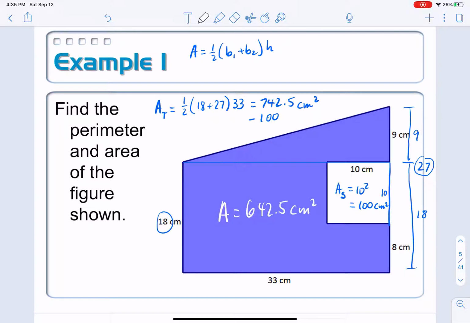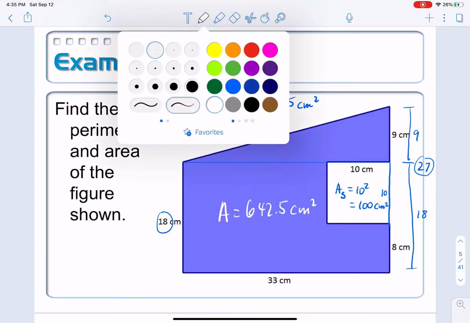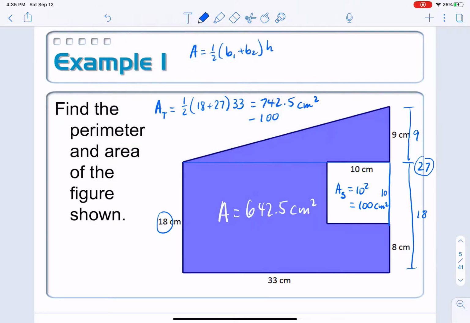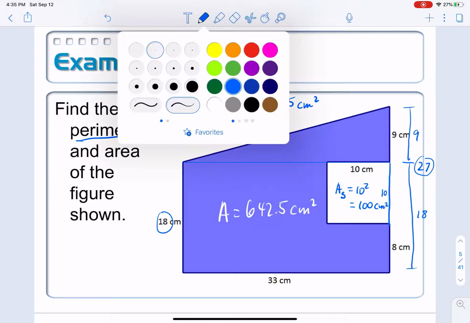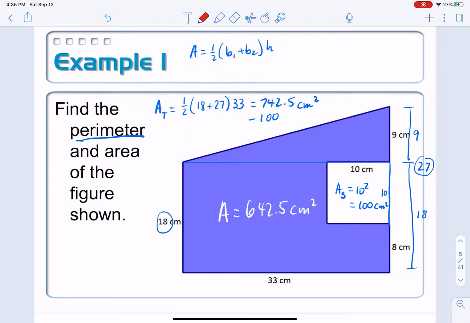All right, we're not quite finished with this one because it's also asking us for the perimeter. So the perimeter is just a whole bunch of straight pieces, right? So I've got an 18 here, a 33, an 8, 3 10s, a 9, and then I have a slanted side. So this slanted side is part of a hypotenuse. It is a hypotenuse of the right triangle that is graphed right up top here.